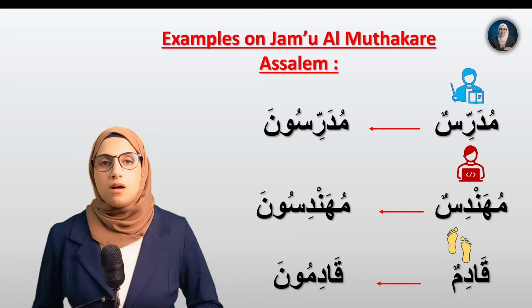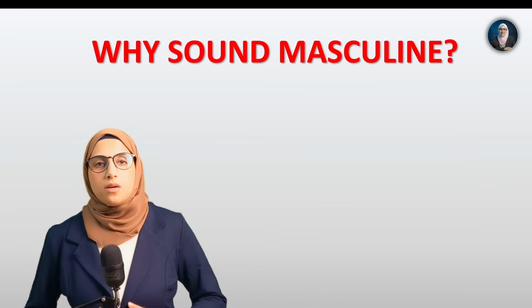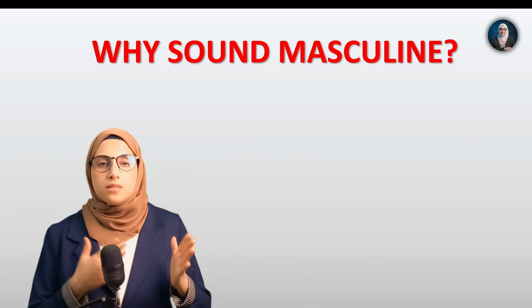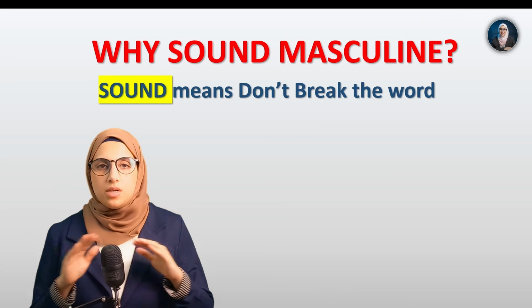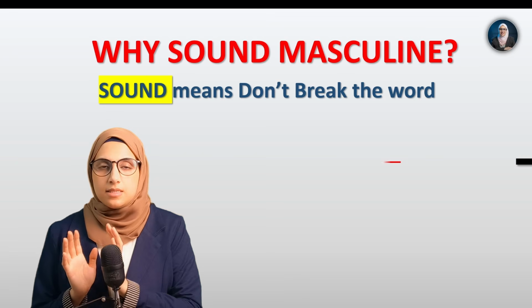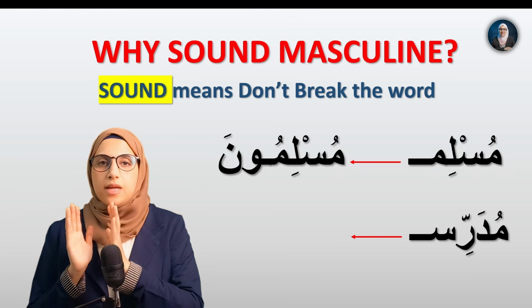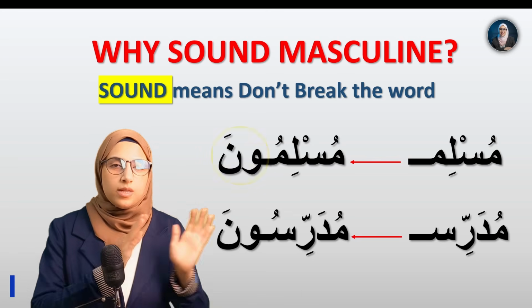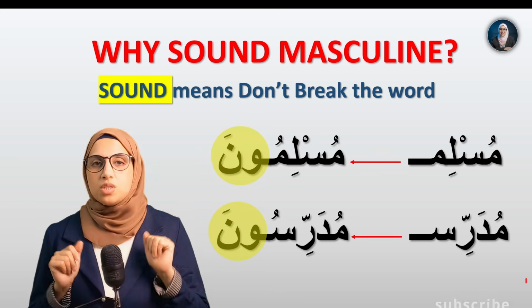قادمون, coming also, but for many people. Why do we call this jam' sound masculine plural? Sound means we don't break the original word. You have to keep the original word as it is. Muslim, muslimuna. مدرس, مدرسون. You just add an una at the end with no change for the original word.